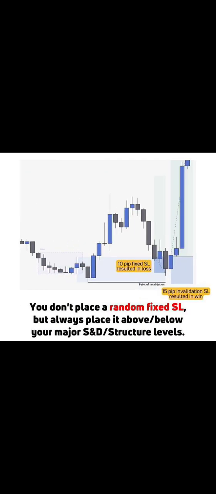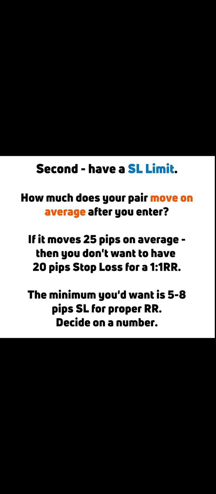You don't always have to have a random fixed stop loss, but always place it above or below your major support or supply and demand structure levels, which are also support and resistance levels. If you look on here, a 10 pip fix resulted in a loss if you would have put it right there. But if you would have placed it under recent support, it would have been a 15 pip invalidation stop loss, and you would have resulted in a win. So that's tip 1. Now keep going.